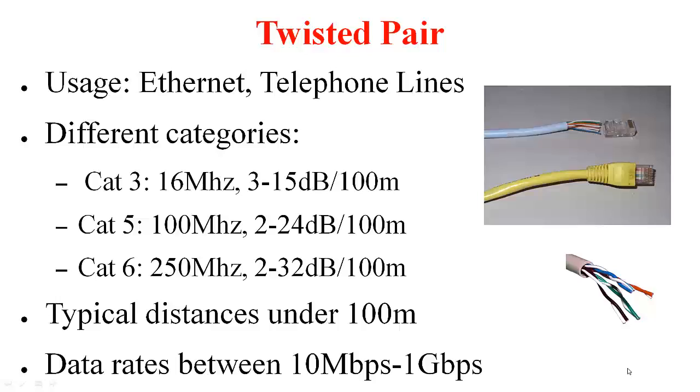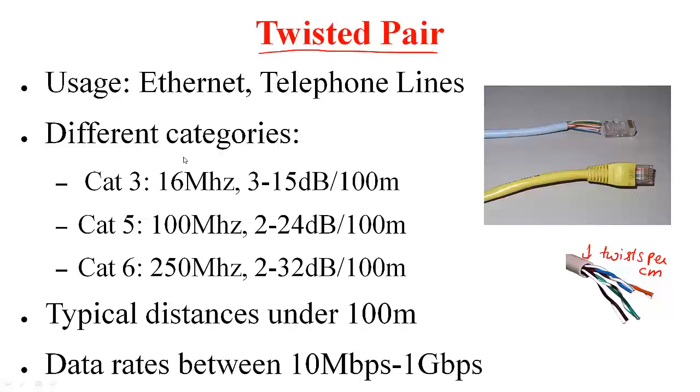So let's quickly see some of the popular links. The twisted pair link is used in Ethernet as well as telephone lines. There are different categories here: Cat 3, Cat 5, Cat 6. The categories are a function of how many twists you have per centimeter, as well as some inductance between the pairs and so on and so forth.